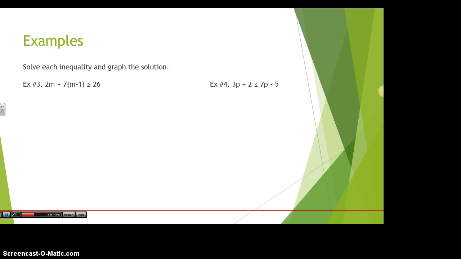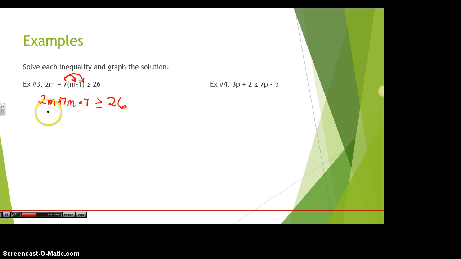Example number 3, again we're solving and graphing the solutions. Here we have 2m plus 7 times the quantity m minus 1, which is greater than or equal to 26. I am going to distribute this 7, multiply it by m. 7 times m gives me 7m. 7 times negative 1 gives me a negative 7. So on the left I have 2m plus 7m minus 7, which is greater than or equal to 26.